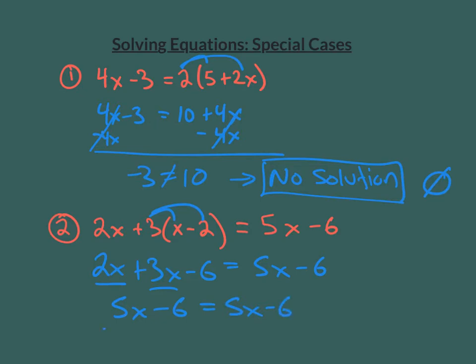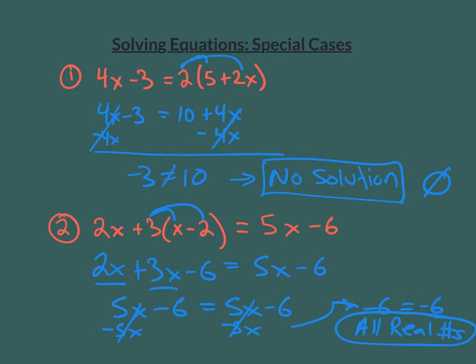And this time, when I subtract 5x from both sides, they cancel out again, and I'm left with negative 6 equals negative 6. In this case, that one's true. All right, so we're going to say that the answer here, when it's true, is all real numbers. All right, all real numbers.